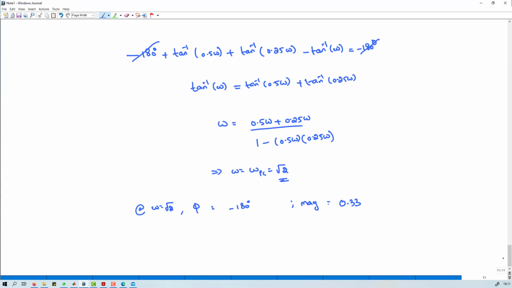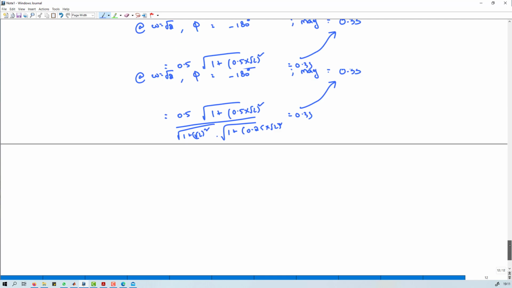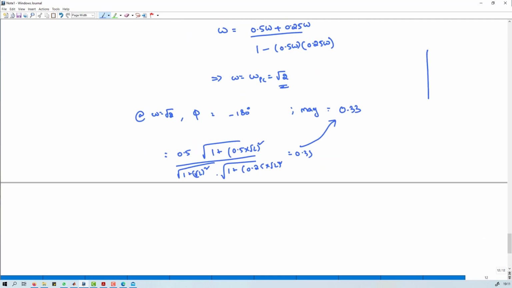Let us calculate this. At omega equal to root 2, the magnitude is 0.5 into square root of 1 plus (0.5 into root 2) whole square, divided by square root of 1 plus (root 2) whole square into square root of 1 plus (0.25 into root 2) whole square. So you will get 0.33.